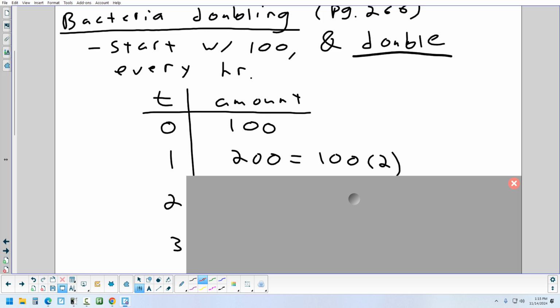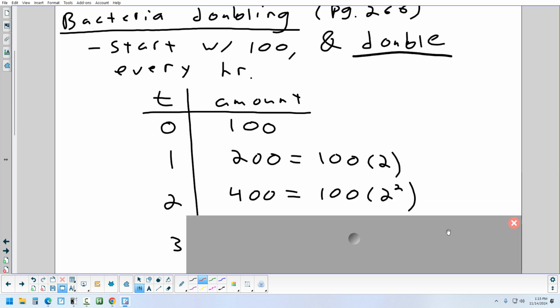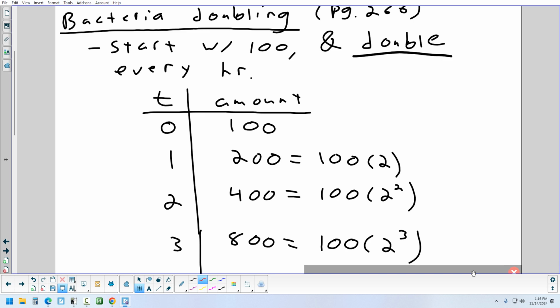Let's look at the next one. How many bacteria would you have after 2 hours? 400. And again, think of it as the initial amount times 2 to the second. How many bacteria would you have after 3 hours? 800. And what do you think the formula would be for it? 100 times 2 to the third. Initial amount times 2 to the number of hours that have gone by. So the exponent matches the time. Yes, in this one it matches the time.